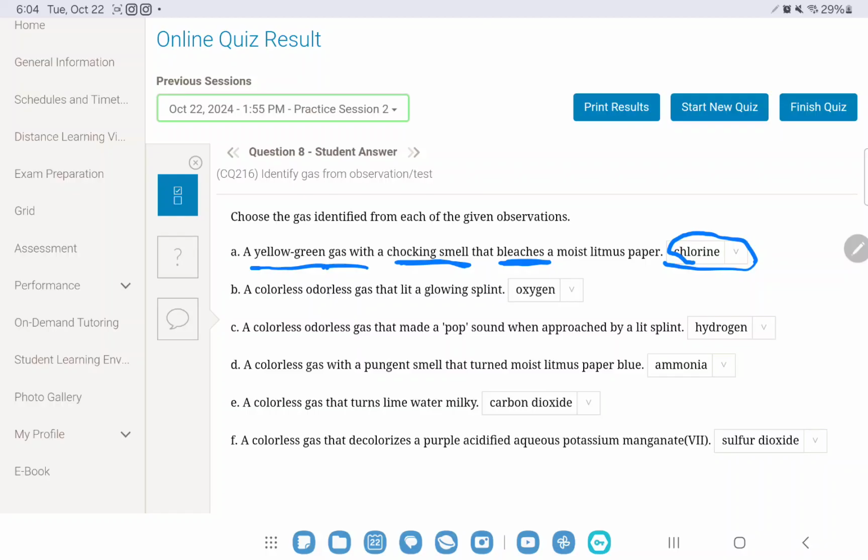So when you see the word bleaches, and when you see the word choking, or sometimes they could write it as pungent smell, but most likely it's choking more than it is pungent. And yellow green, or you might see it sometimes written as pale green, both are the same. This is always going to be chlorine.